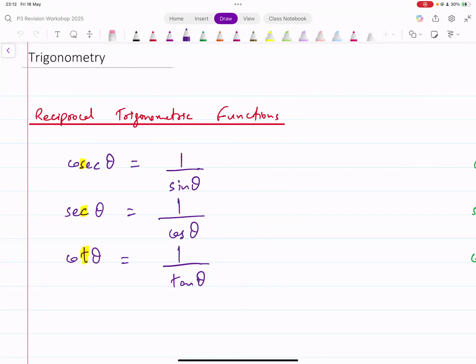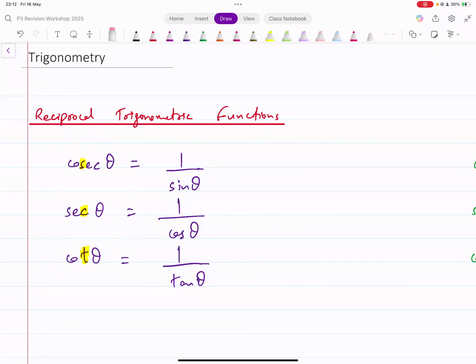Okay, so this is the next topic that we're doing, trigonometry. The first thing that you need to know about this is reciprocal trigonometric functions. So in paper one, you've done sine, cos, tan. Now we've got three new functions: cosecant, secant, and cot. Cosecant is 1 over sine, secant is 1 over cos, cot is 1 over tan.